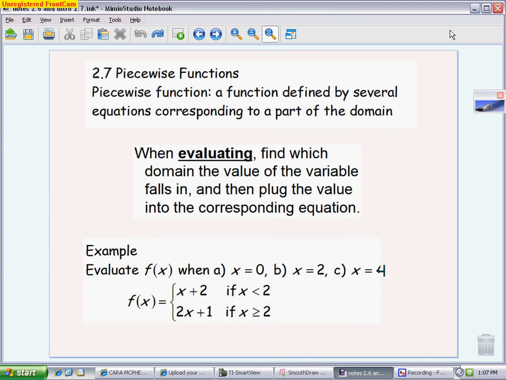Now we're going to look at section 2.7, which is piecewise functions. And piecewise functions is one of the first topics in Algebra 2 that really doesn't get any discussion in Algebra 1, so this might be pretty new for all of you.